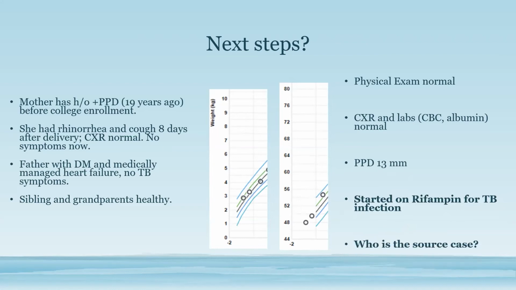And then the other big question is, who is the source case? Was this acquired around delivery? Was this acquired in the NICU? Or was this a case of congenital TB that's been transmitted from the mother?